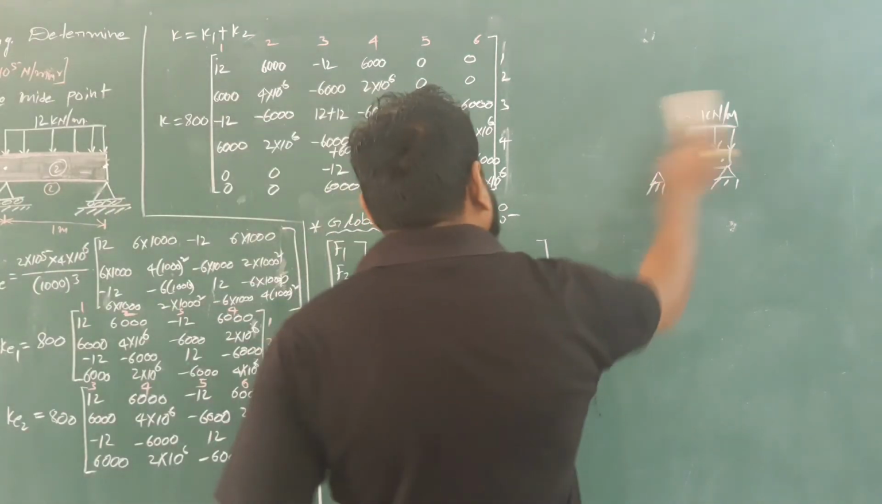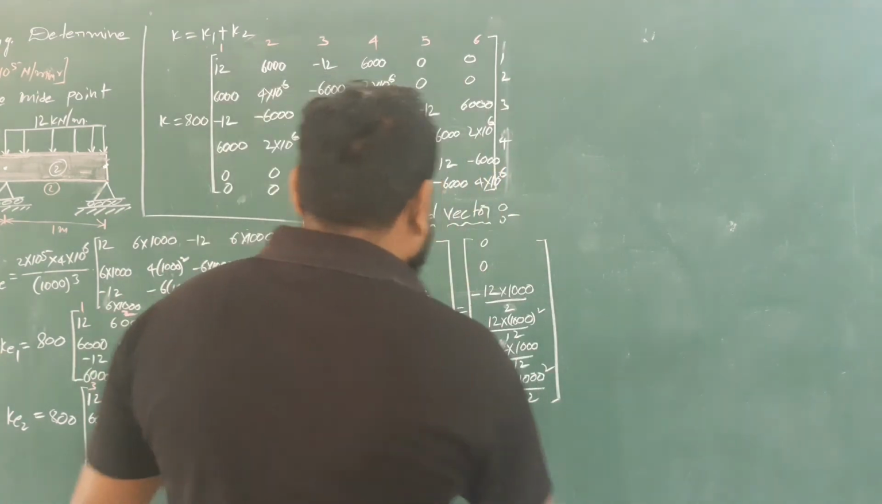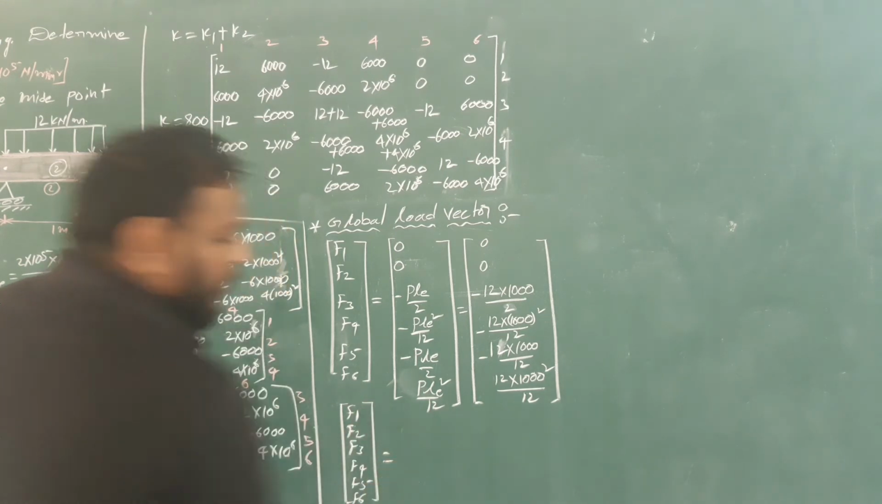Now substitute all those values here: F1, F2, F3, F4, F5, F6. This is the force vector.